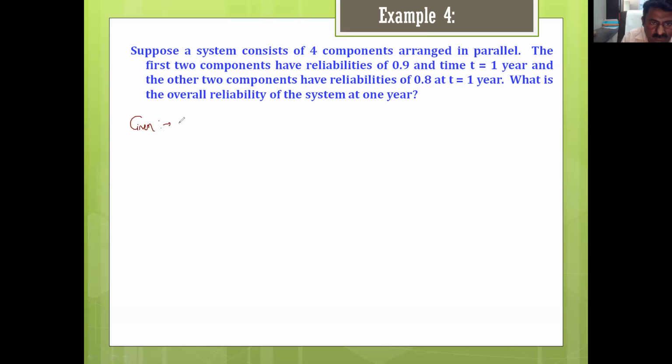So you can say here 4 components are arranged in parallel. Two components have reliabilities R1 0.9, R2 also 0.9, for T equal to 1 year, and the other two components have reliability R3 0.8, R4 0.8, both for T is equal to 1 year. What is the overall reliability of the system?